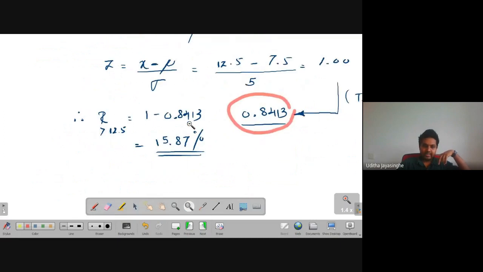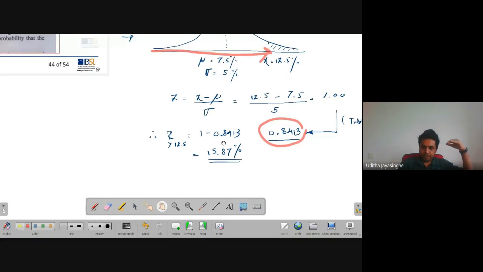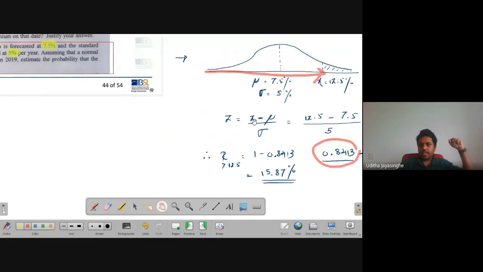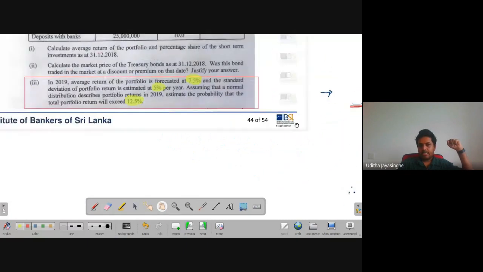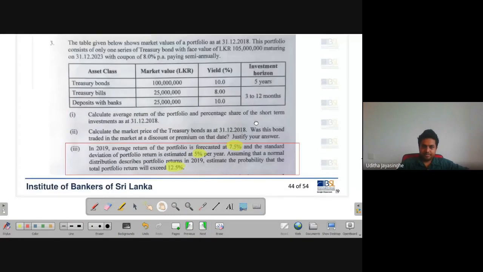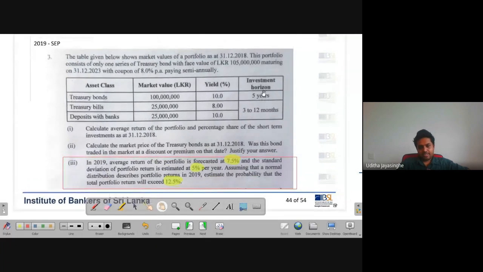is the answer. So if you put it in oral way, there is a 15.87% probability that the portfolio will have a return more than 12.5 in the next year. Okay. So logically, for a 5-mark question, that's the computation needed.